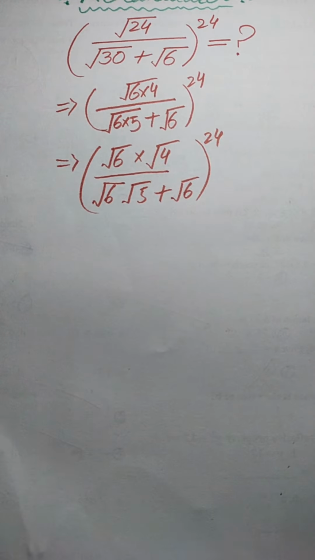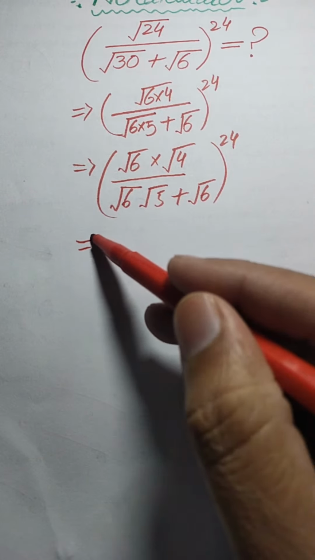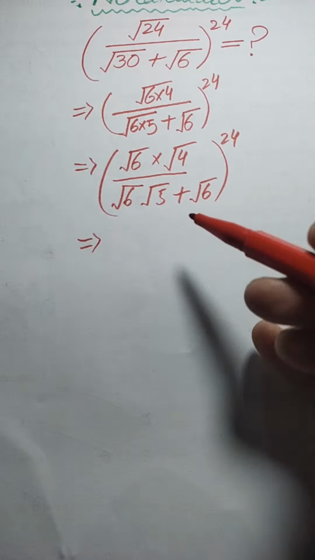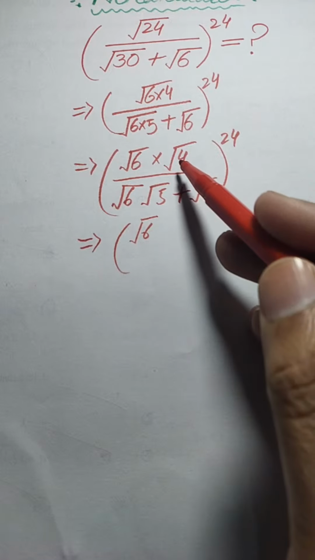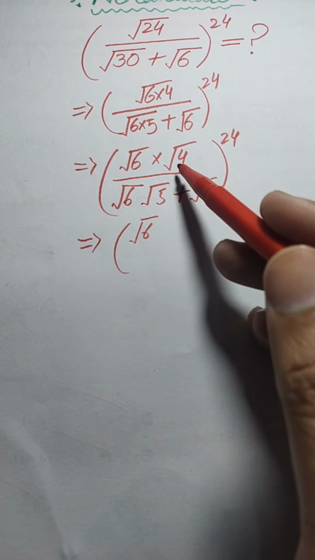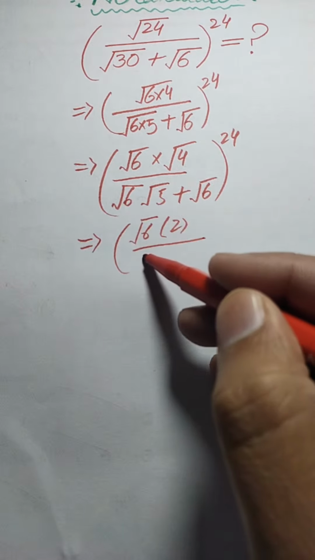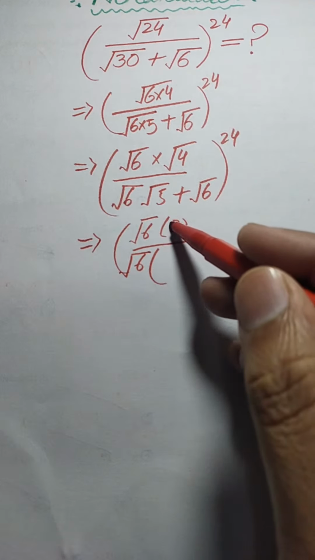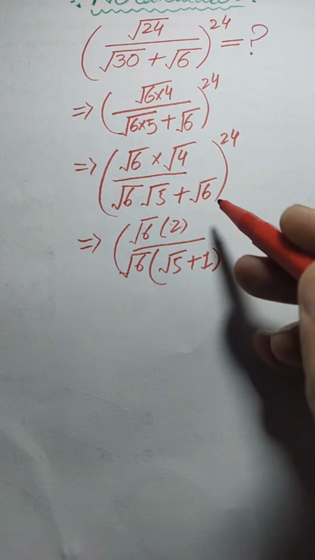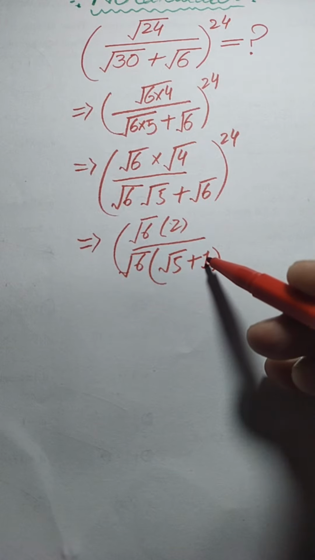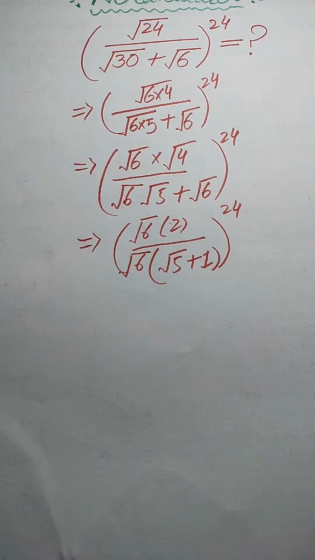And further in the next step, focus on the denominator and you see that we have the square root of 6 as a common term. So we will take the square root of 6 common from here, and here the square root of 4 becomes 2, divided by the square root of 6 taken common, and we get the remaining values: the square root of 5 plus 1. When we take the square root of 6 common we get plus 1, and its whole exponent is 24.